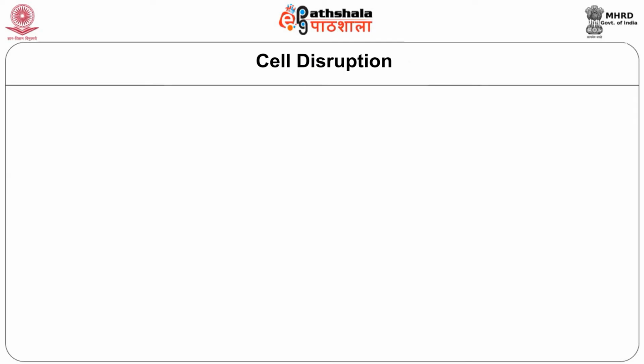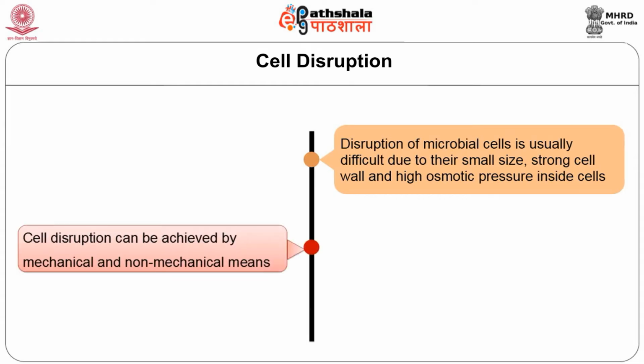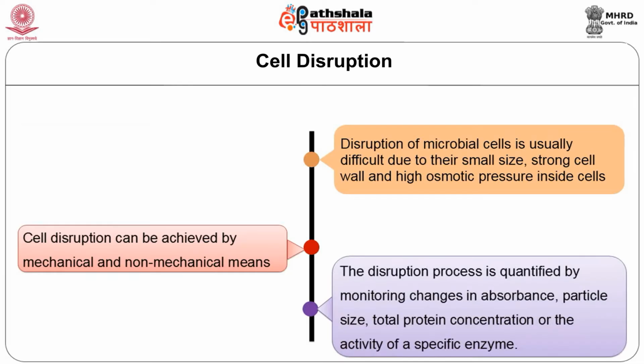The second important step in downstream processing is cell disruption. Disruption of microbial cells is usually difficult due to their small size, strong cell wall and high osmotic pressure inside the cells. Cell disruption can be achieved by mechanical and non-mechanical means. The disruption process is quantified by monitoring changes in absorbance, particle size, total protein concentration or the activity of a specific enzyme.